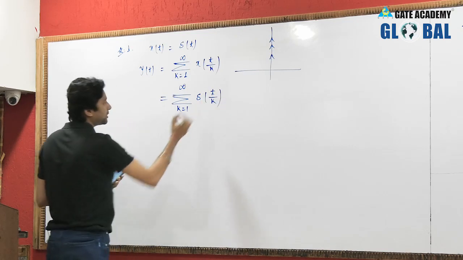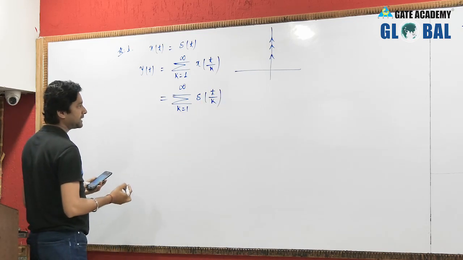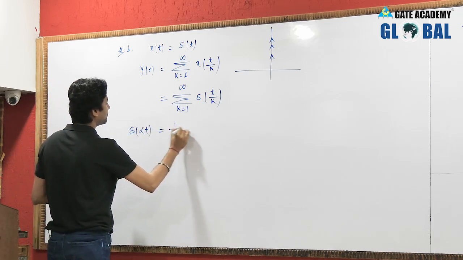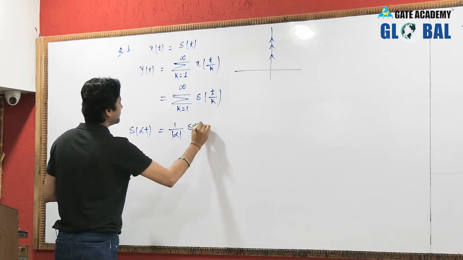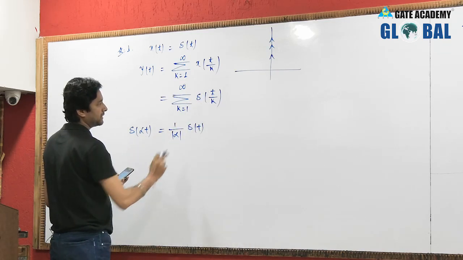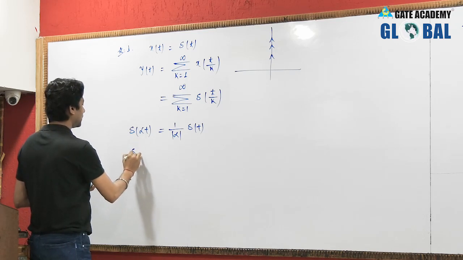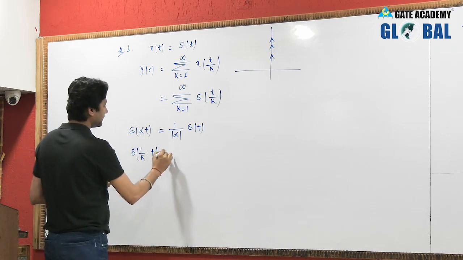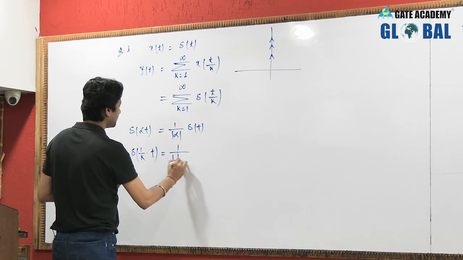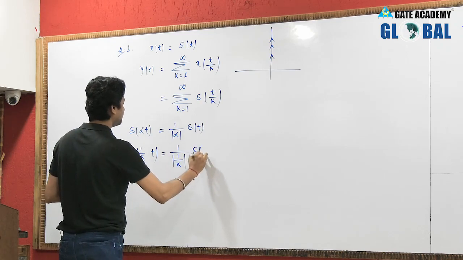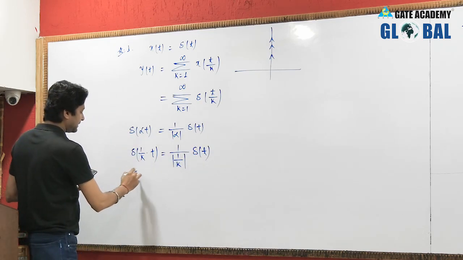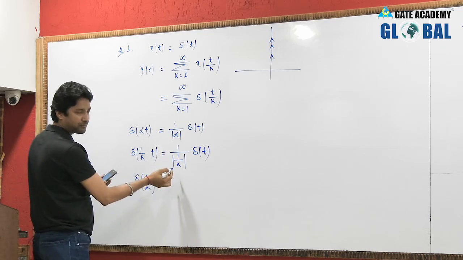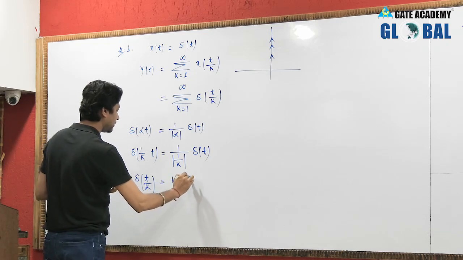Let us see first the property of the impulse function. We have seen the time scaling property: del of alpha t is equal to 1 upon mod of alpha into del of t. In place of alpha, here we have 1 upon k. Therefore, by the similar rule, del of 1 upon k times t, where alpha is equal to 1 upon k, will be 1 upon mod of 1 upon k into del of t. Is it right? So del of t upon k is equivalent to k times del of t.